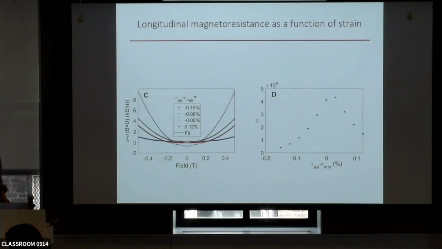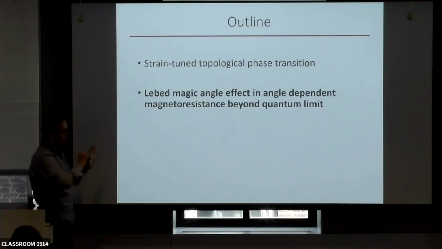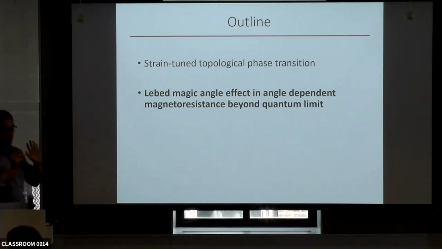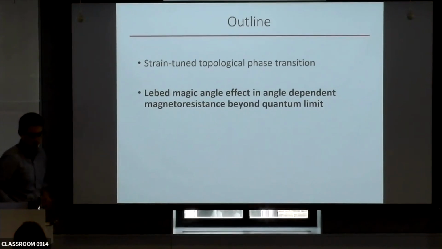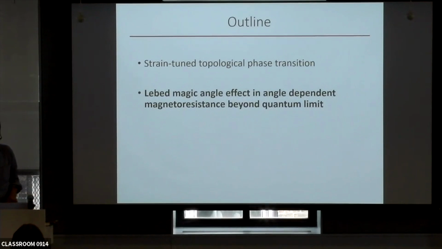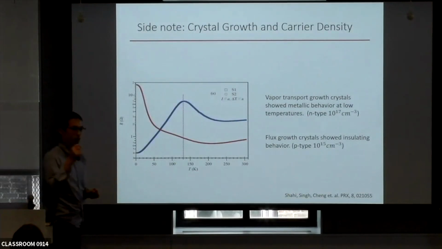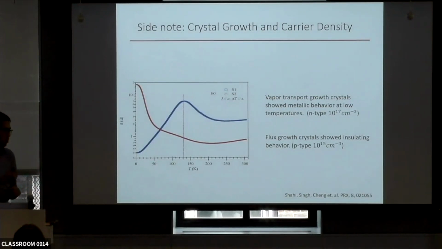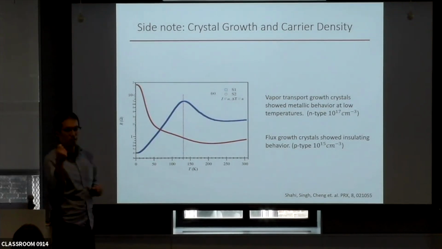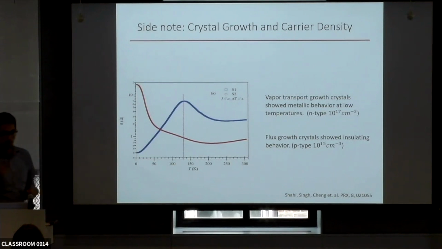Now I'm going to switch to this magic angle effect that we observe by applying a magnetic field and rotating, changing the angle. So we want to make the material to a very low carrier density to actually probe the physics very close to the Dirac point. Now this material is actually very sensitive to growth conditions and chemistry stoichiometry.